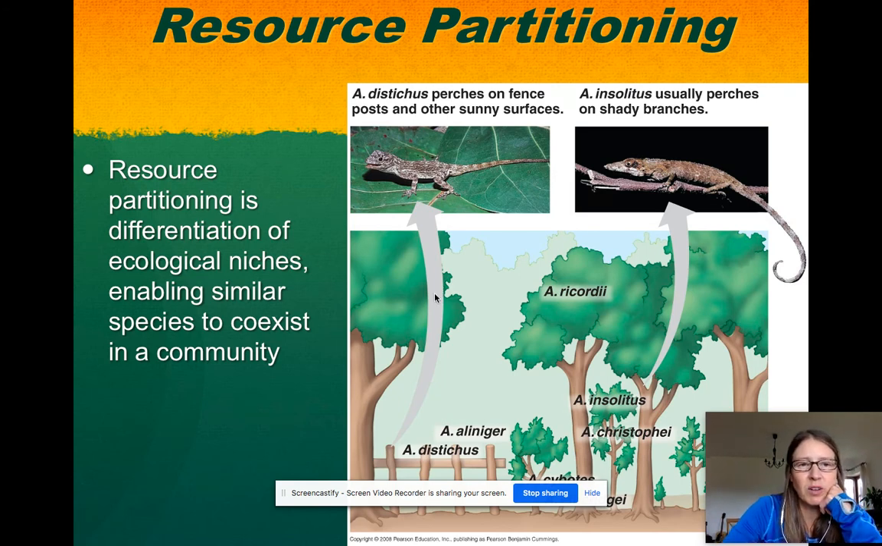Okay, here's an example of resource partitioning, and that's kind of what was happening with those two species there. Resource partitioning is when you get the differentiation of niches so that similar species can coexist in a community. And this is showing some anole lizards that live in the Caribbean. There's a whole bunch of different similar species, but they tend to specialize in different places: in the trees, on the fences, on the ground. So they do their hunting and a lot of their existing in different places, so they aren't actually head-on competing with each other.